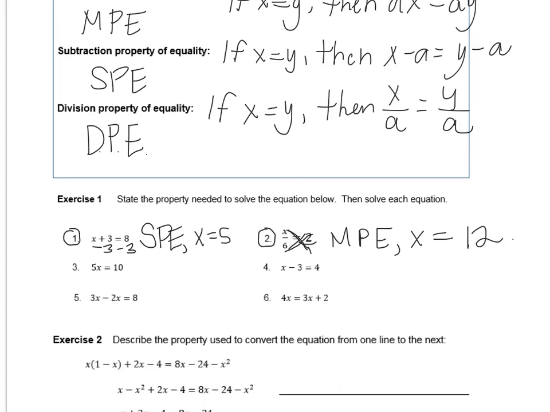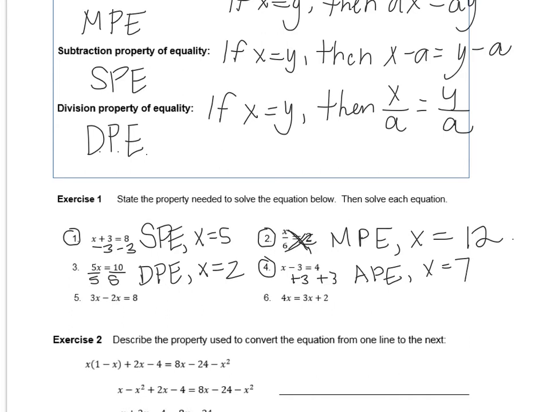In number 3, in order to solve this equation, you'd have to divide both sides by 5. That's the division property of equality. And when you divide 10 by 5, you get x equals 2. For number 4, to get x by itself, you'd have to add 3 to both sides. Since you added something to both sides, it's the addition property of equality. And the value for x is 7, because 4 plus 3 is 7.